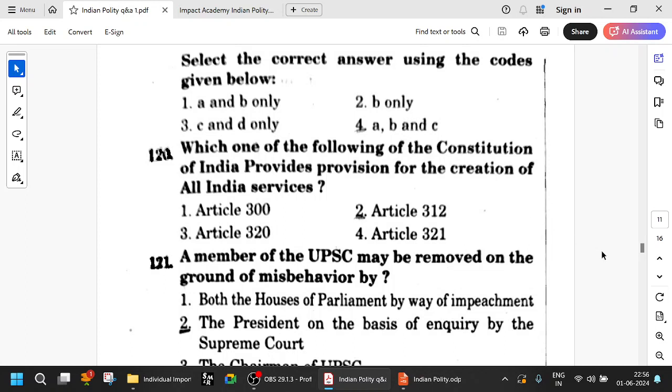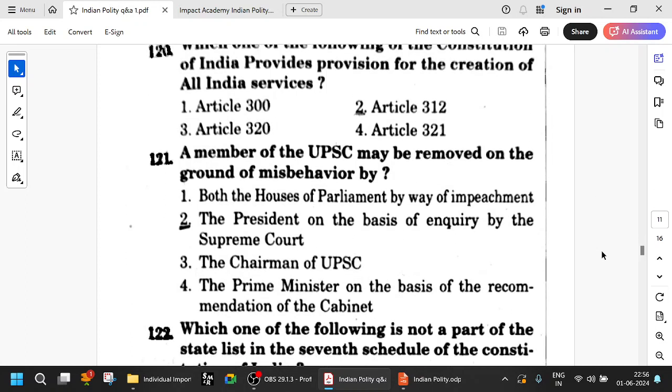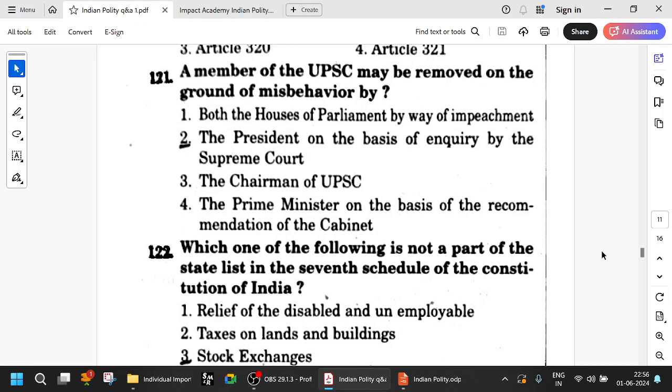Next, a member of the UPSC can be removed on the ground of misbehavior by the President on the basis of inquiry by the Supreme Court. So UPSC members and APPSC members cannot be simply removed. It has to be done by the President on the basis of inquiry by the Supreme Court.